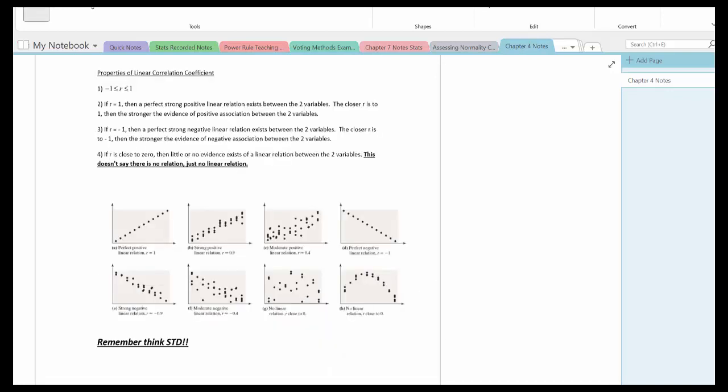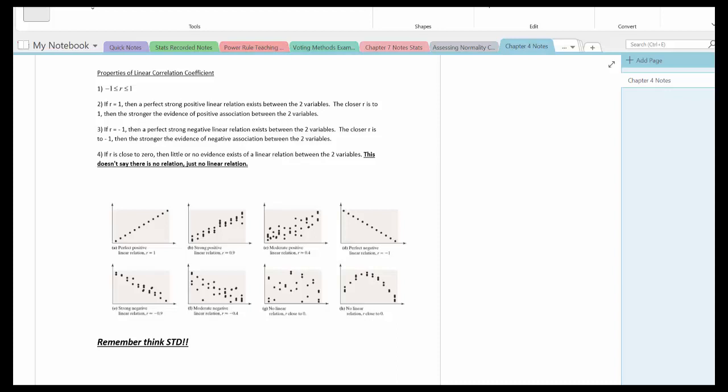Okay, some properties of linear correlation coefficient. Number 1, R can be in between -1 and 1, meaning it could be -1 and it could be +1, or anything in between. If R is equal to 1, then a perfect, strong, positive linear relation or association exists between the two variables. The closer R is to 1, the stronger the evidence of a positive association between the two variables.